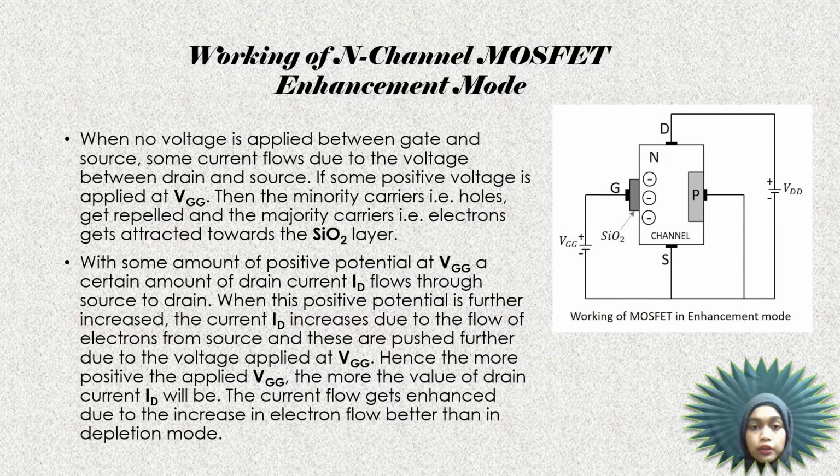When this positive potential is further increased, the current increases due to the electrons from the source being further pushed by the voltage applied at the gate. Hence, the more positive the applied gate voltage, the more the value of drain current will be. The current flow gets enhanced due to the increase of electron flow, better than in depletion mode.